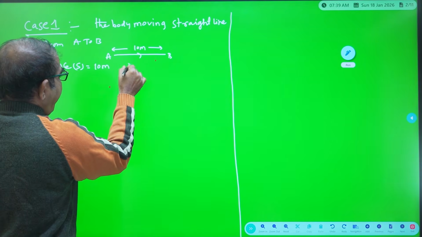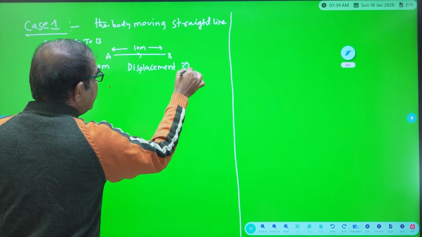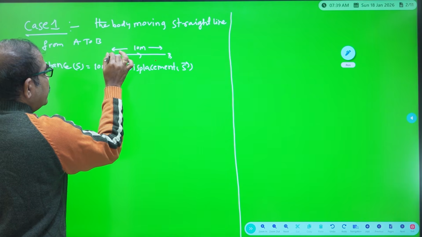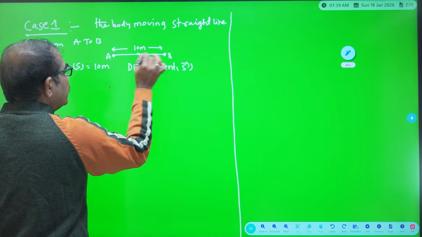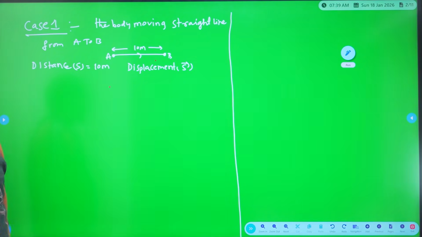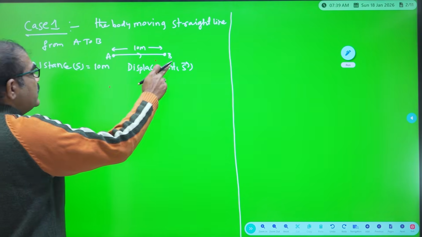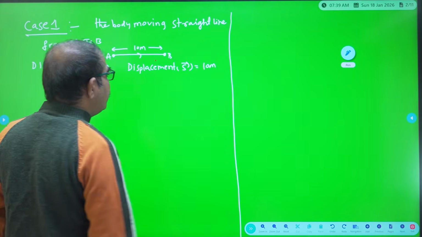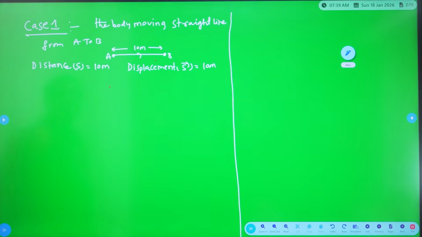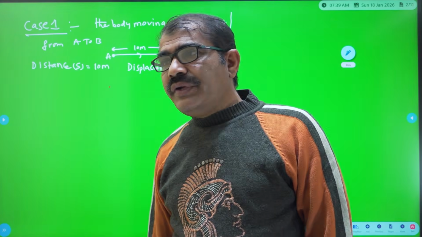Displacement is S bar. Take initial point and final point. So what is the length from initial point to final point? That is A to B, here 10 meter and here also 10 meter. So distance and displacement are equal when the body is moving in a straight line path.